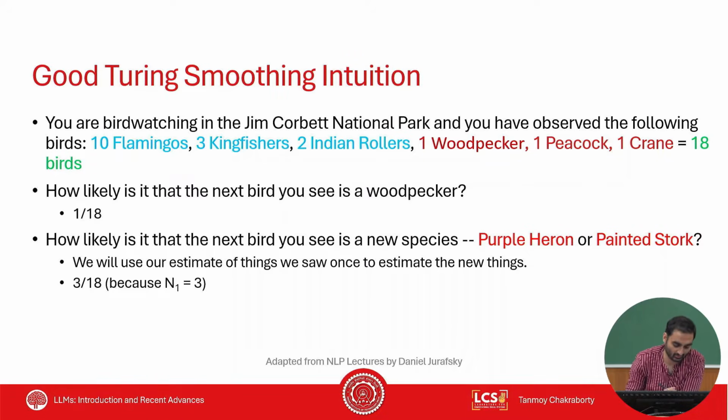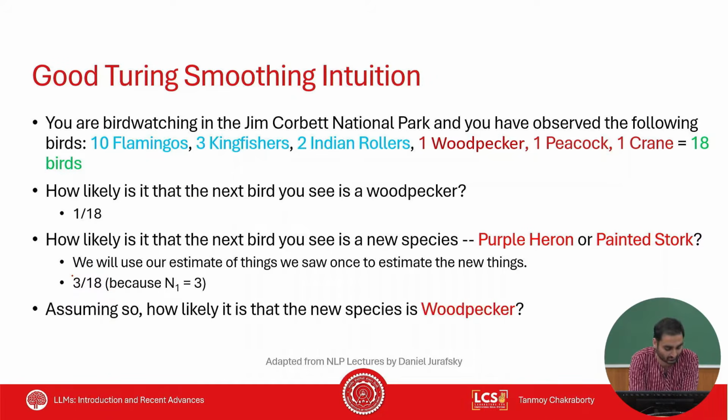Okay. So in order to measure the cases where the actual count is 0, I will look at the count of 1 and then measure the probability. So if this is 3 by 18, if I ask you again the same question, what is the probability that the next bird is going to be woodpecker, what is the count? Would that still be 1 by 18?